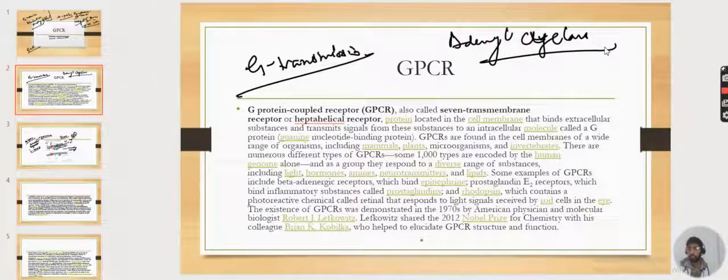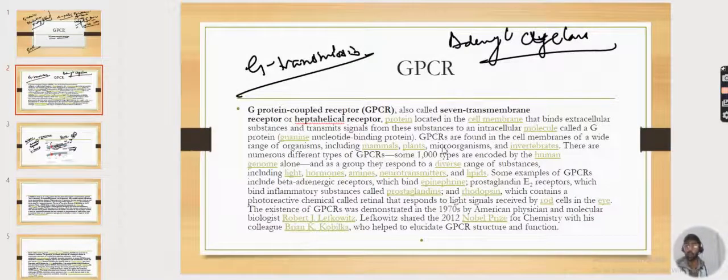So what are those ligands? What could be your ligands? As I've told you, this ligand could be your hormone, it could be your drug, neurotransmitter, amine, lipids, etc. And it could be your light in case of rhodopsin in rod cells. The receptors of rod cell would be GPCR.